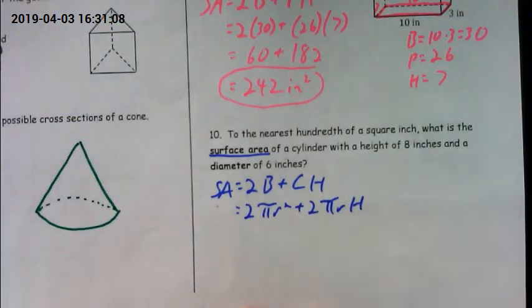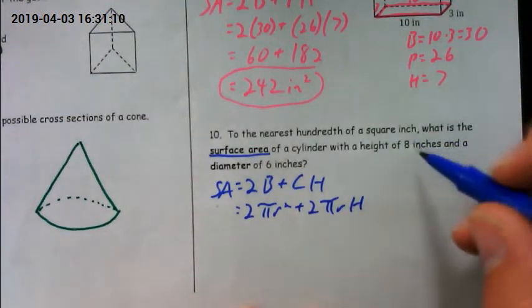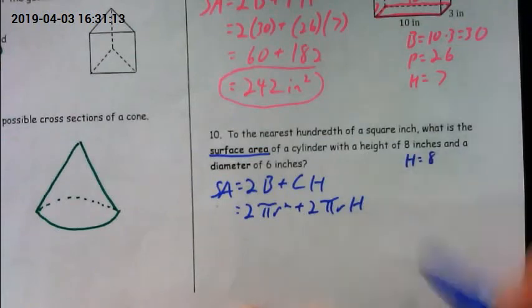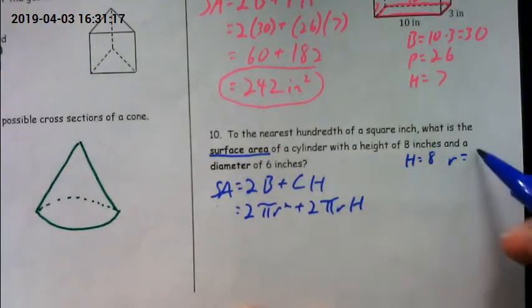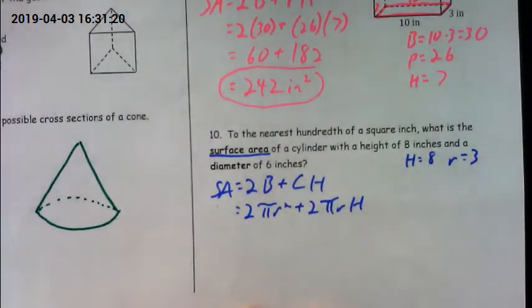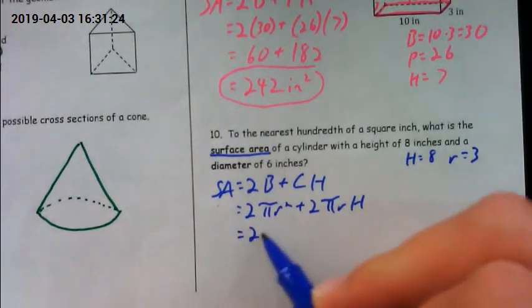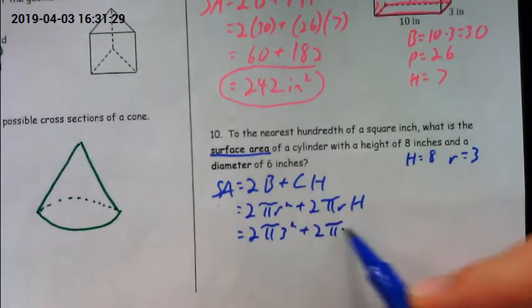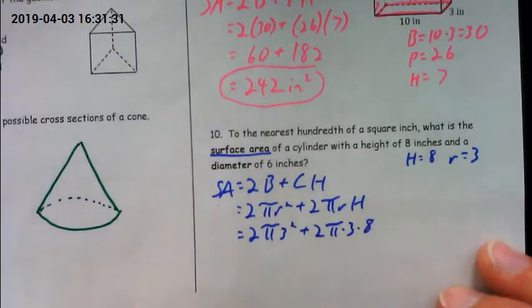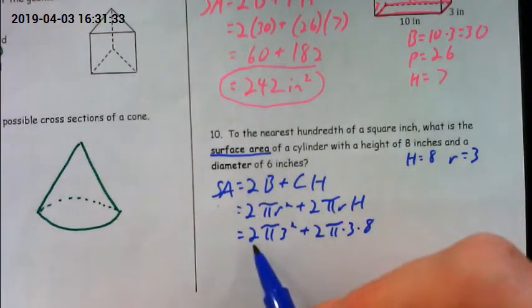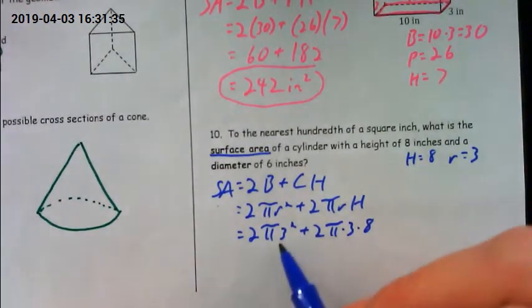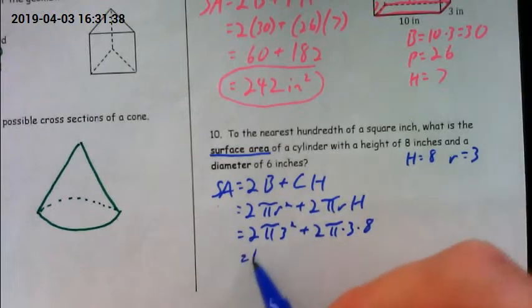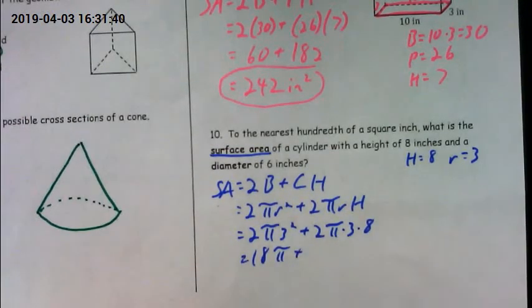I'm going to plug into that formula because we're given the height, right? The height is 8. We're given the diameter, which will easily tell us the radius, is 3. Those are the only 2 values that we need for this entire equation. So just plug them in and simplify. 2 pi 3 squared plus 2 pi times 3 times 8. 3 squared is 9. 9 times 2 is 18. I would wait to do the pi till the end.